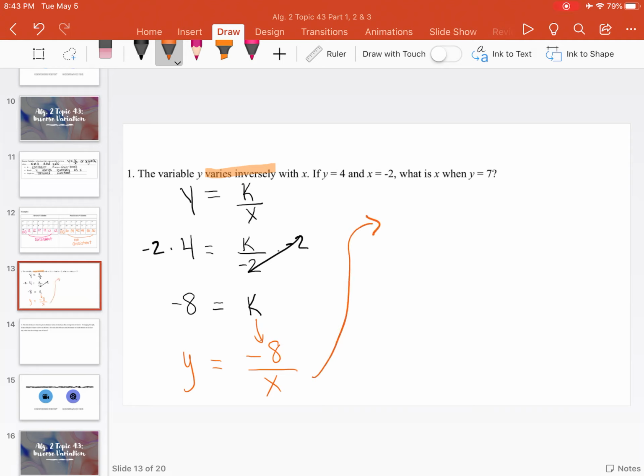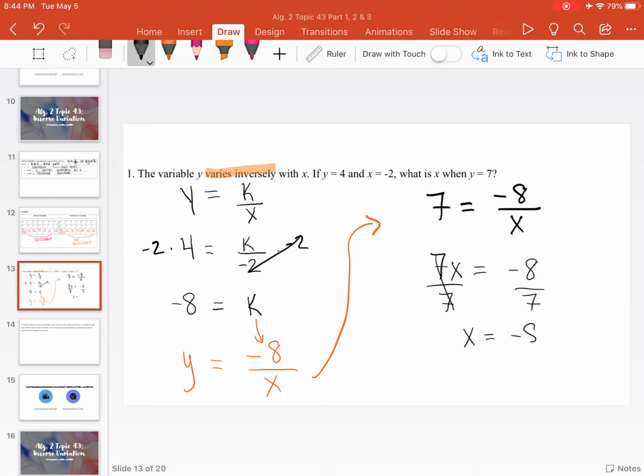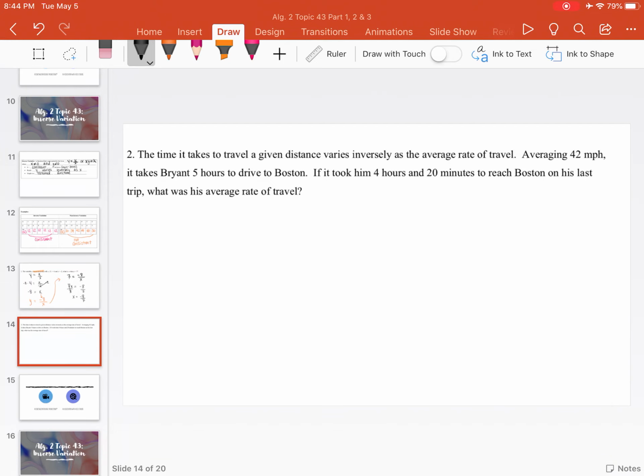So again, all we did was just plug in negative 8 for k. With the new value, we want to determine what x is when y is 7. So if y is 7 and we know k is negative 8, I can multiply x to both sides, cross multiply here, and get 7x equals negative 8. Divide both sides by 7 in order to get x alone, and we get x equals negative 8 sevenths. Perfect.